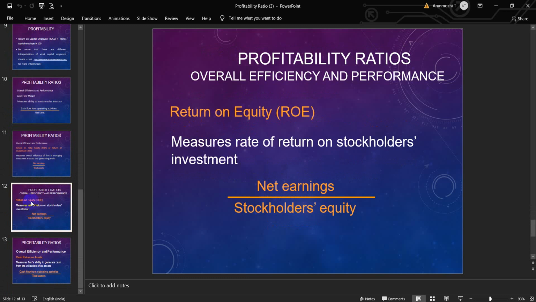Return on equity, which means return on net worth also. This ratio signifies the return on equity shareholders' funds. The profit considered for computing the ratio is taken after payment of preference dividend. The ratio of return on equity shareholders' fund is calculated as below. It is a net earnings divided by the stockholders' equity.